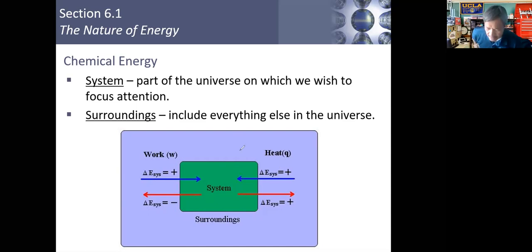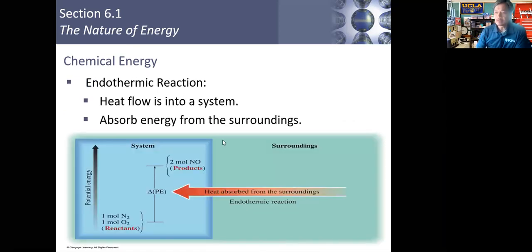That chemical system will involve bonds, phase changes, and interactions between molecules. So the system is going to be whatever chemical process we're looking at. All right. Let's take a look at what we have here. When we talk about heat flowing into the system, for right now, let's hold off on the work part of this. We'll incorporate work into this in just a moment.